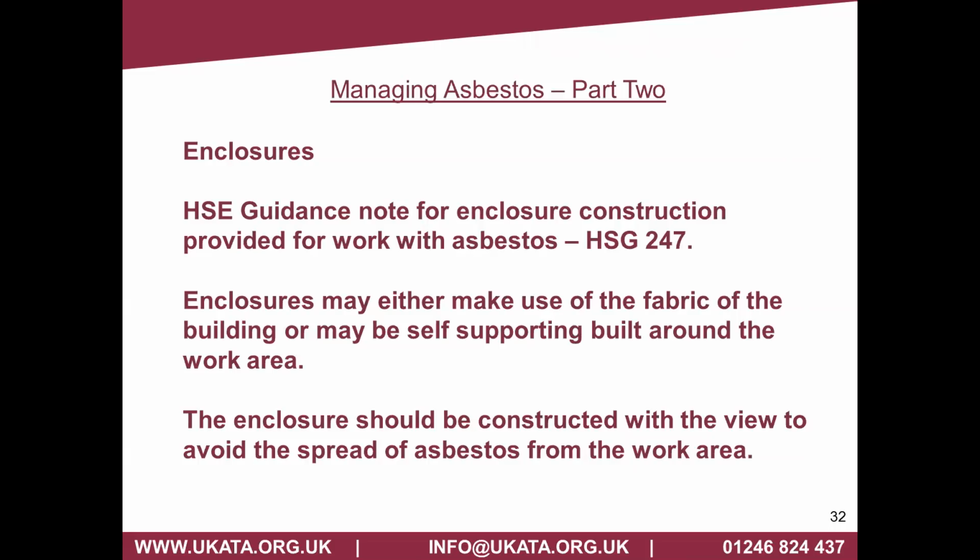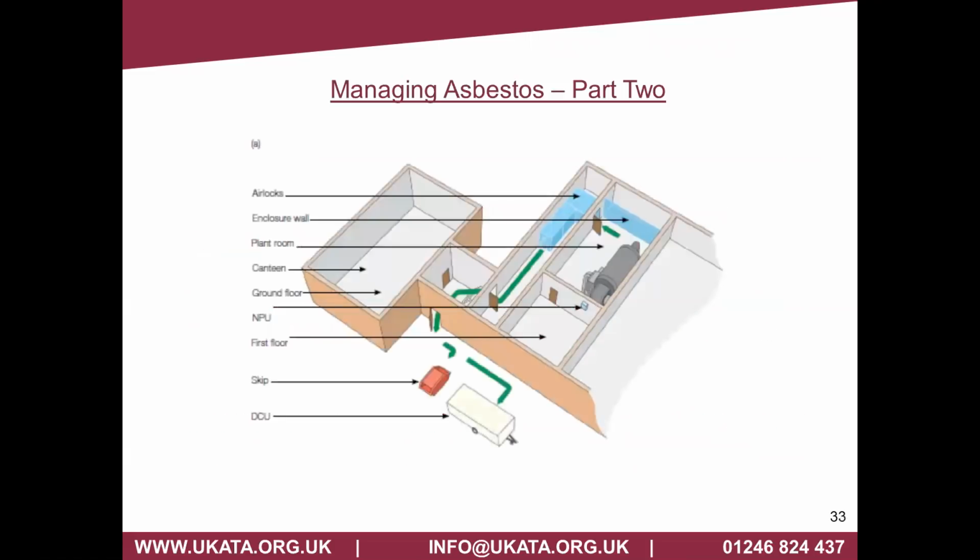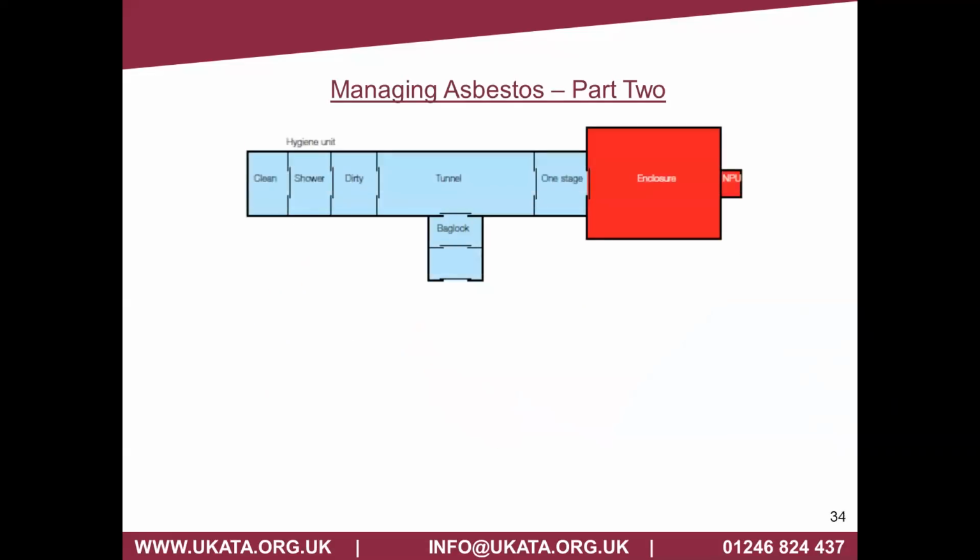And again, there's various different configurations of enclosures. On the pictorial there, you can see there's a plant room. You can see the 3 stages of the airlock. The green arrows is the transit and waste route, so out the area to the other areas of the site. And you can see that the room there is obviously their enclosure, maintaining the spread of any asbestos or loose fibres.